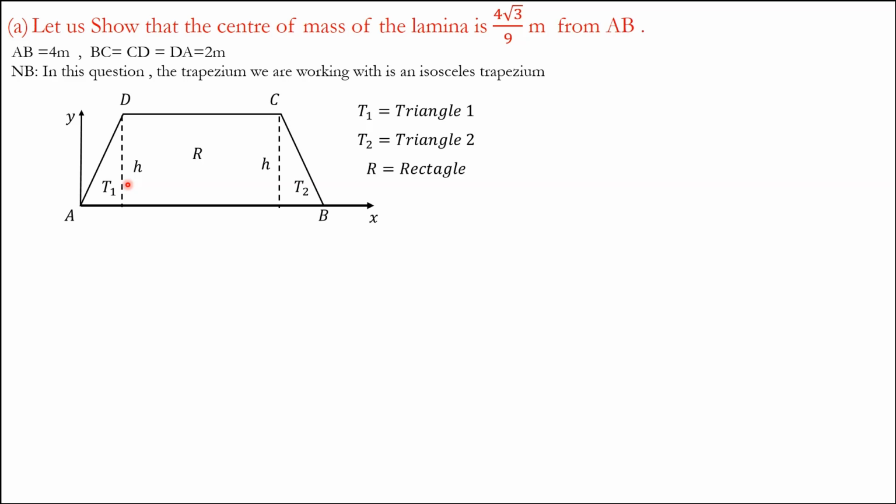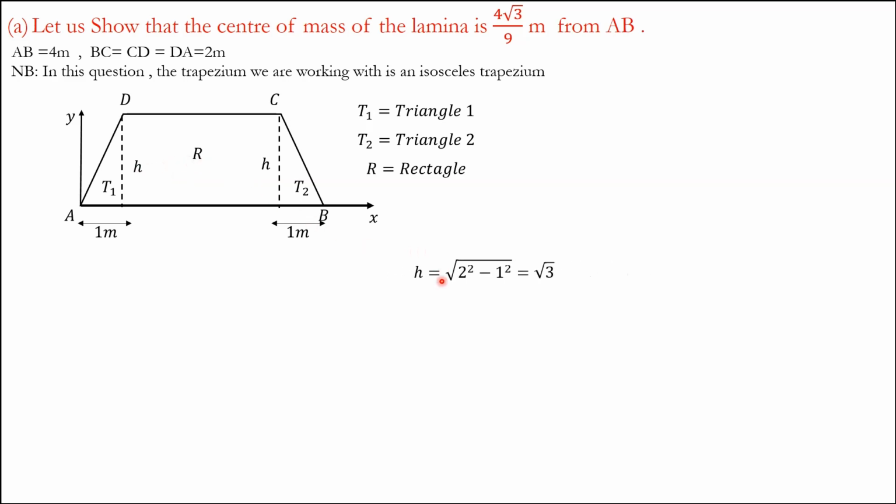Also, we know that AB equals 4 meters and DC equals 2 meters. It means we can obtain the base of these 2 triangles: 1 meter for the first triangle and 1 meter for the second triangle. Why? Because 1 plus 1 plus 2 gives the distance AB, which is 4 meters. So, the base of these 2 triangles being known, we can obtain the height h, which corresponds to the height of the 2 triangles and the width of this rectangle.